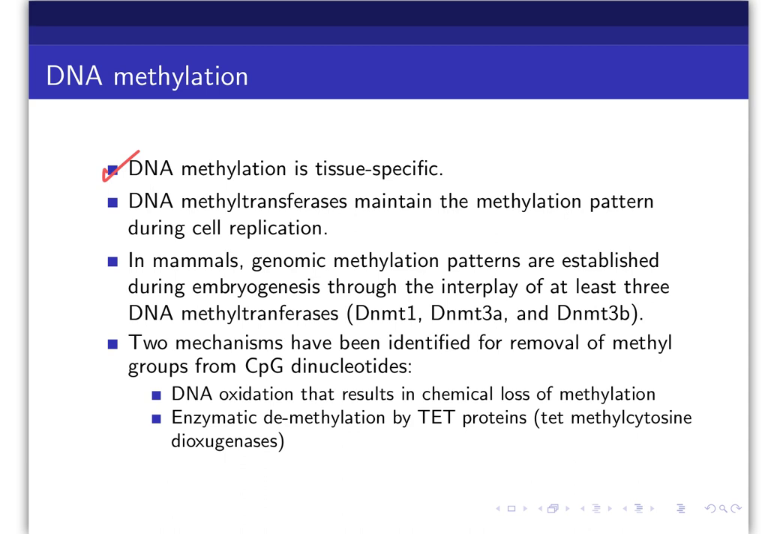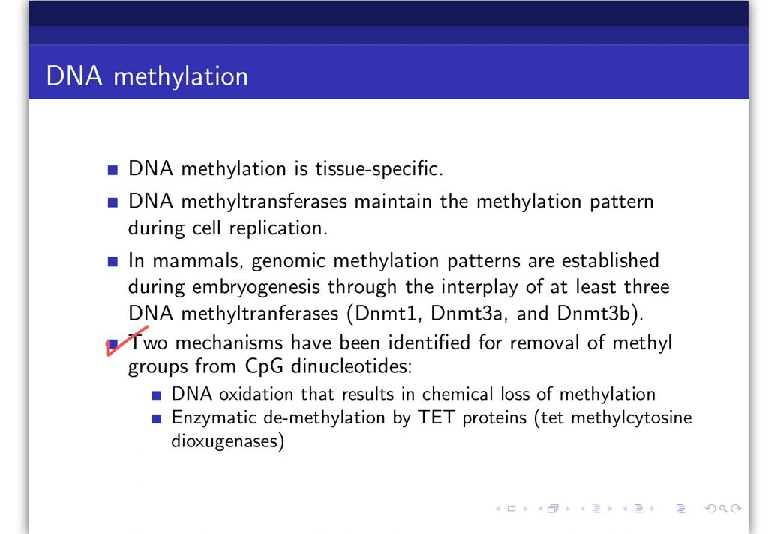DNA methylation is a normal process that is tissue-specific. DNA methyltransferases maintain the methylation pattern during cell replication. In mammals, genomic methylation patterns are established during embryogenesis through the interplay of at least 3 DNA methyltransferases. The latter two may act as de novo methyltransferases to establish methylation patterns during embryogenesis, while DNMT1 is thought to maintain these methylation patterns during DNA replication.